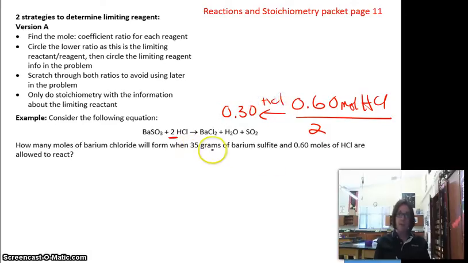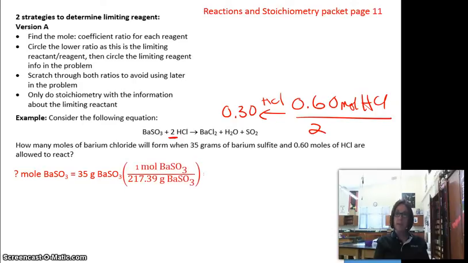The other reagent they gave to us in grams. So we're going to have to convert the grams into moles before we can make our mole to coefficient ratio. So if we need the moles of barium sulfite, we had 35 grams of barium sulfite. To get the moles, I'm going to need the molar mass. So I calculated that to be 217.39, set it up so that the grams would cancel and I'm left with moles. So if I multiply by 1, divide by 217.39, I get 0.16 moles of barium sulfite.